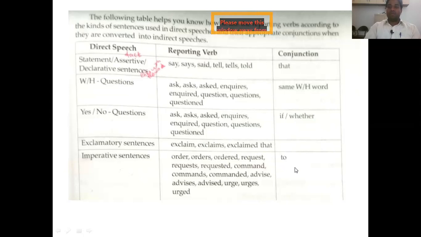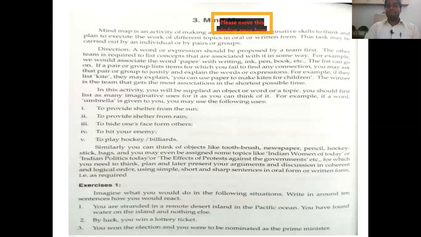These are very important rules that are followed in direct speech for the reporting verb and conjunction. So students, make a note, this is an important way of changing direct speech into indirect speech. The conversion is very important. The reporting verb and the conjunction play a major role in converting direct to indirect speech. So next we can move on to mind map.